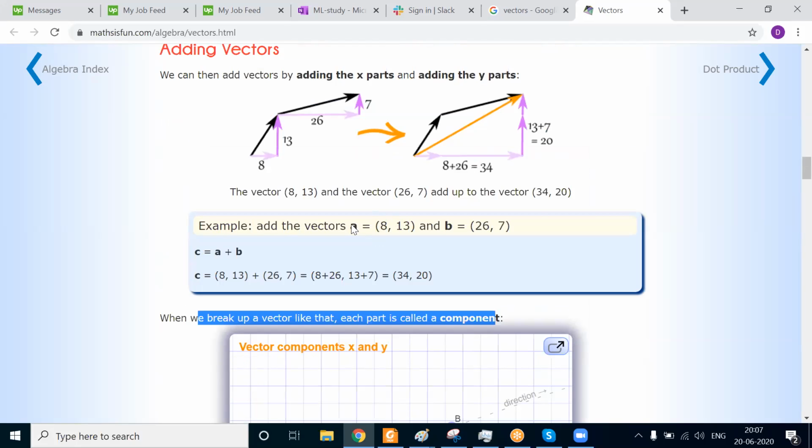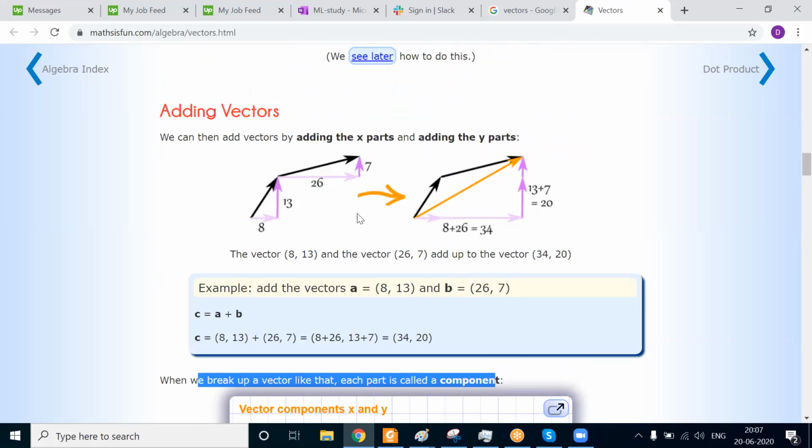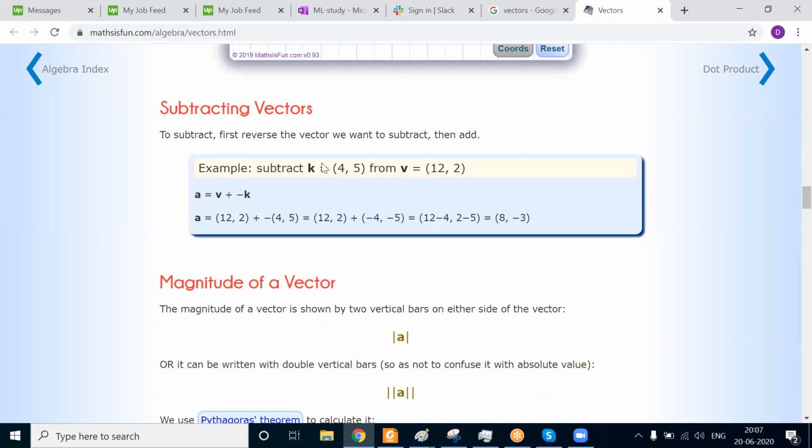Yes. Similarly, if I do the subtraction as well, it is going to be like this: 4, 5 and 12, 2. So 4 is subtracted from 12, and 2 is subtracted from 5. So 12 minus 4 is 8, and 5 minus 2 is 3.